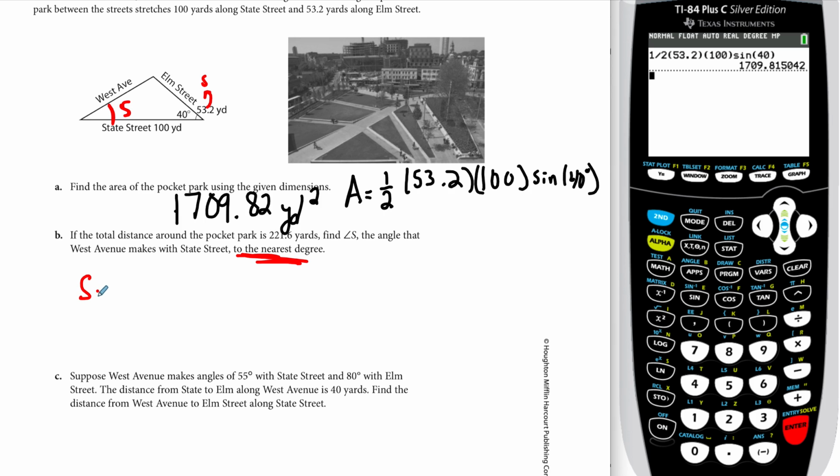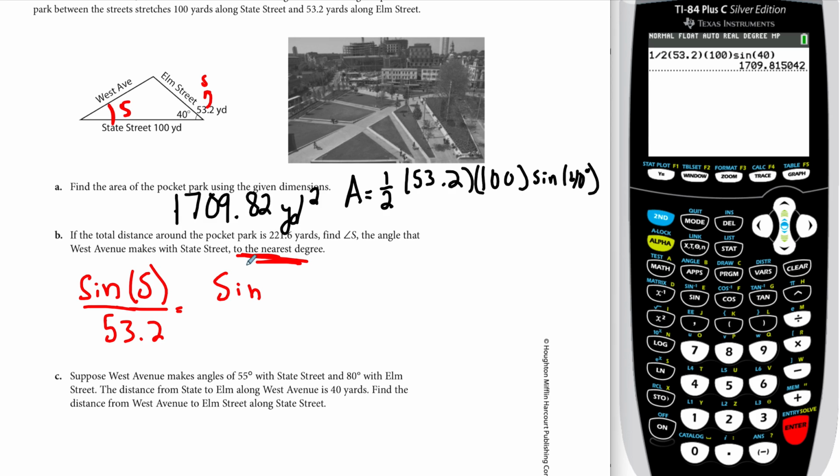So what I know is that the sine of big S over 40 is equal to the sine of big S over 53.2. I'm setting up our sines, and I don't know why it's giving me a hard time right now. So the sine of S over the side that's across from it is equal to the sine of, now what angle is across from 40?